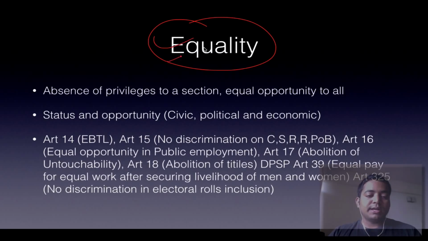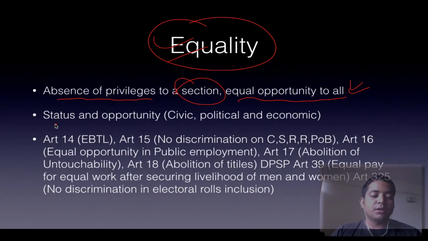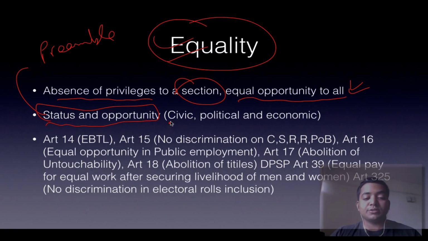And then we have equality, which means absence of privileges to a section and equal opportunity to all. That is what is meant by equality. So that is status and opportunity. This is enforced by the preamble. The equality has to be in civic, political, and economic spheres. It provides the fundamental rights, that is Article 14, equality before the law, everyone knows. Article 15, no discrimination on the basis of caste, sex, race, religion, and place of birth.